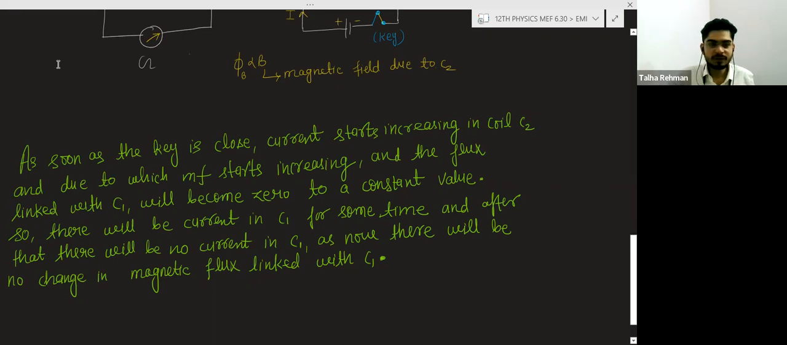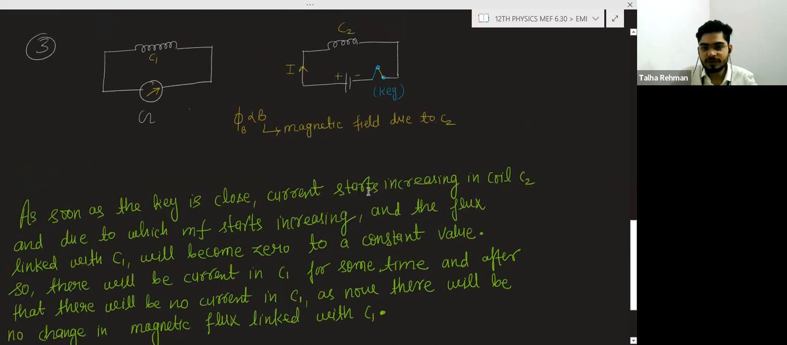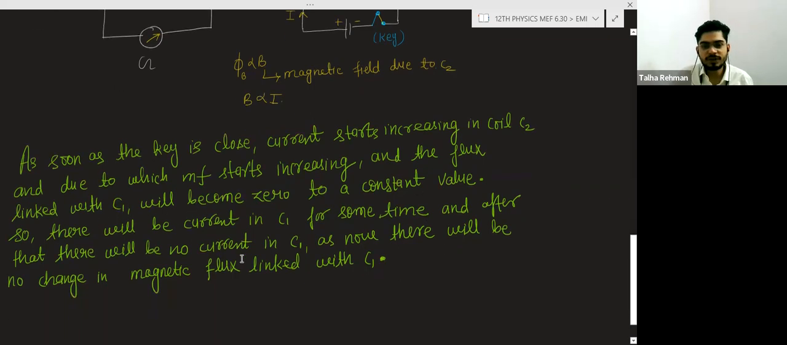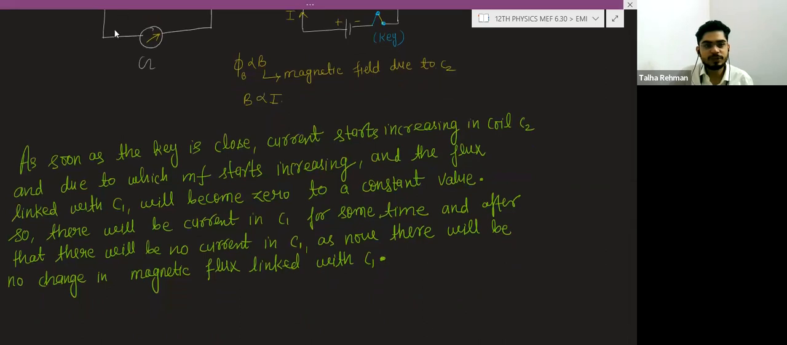As soon as the key is closed, current starts increasing in coil C2. So in coil C2, the current will start increasing, and due to which the magnetic field starts increasing. Obviously, the magnetic field is directly proportional to the current. So you can write here: magnetic field is directly proportional to the current. Current will increase, the magnetic field will increase, and the flux linked with C1 will go from 0 to a constant value.